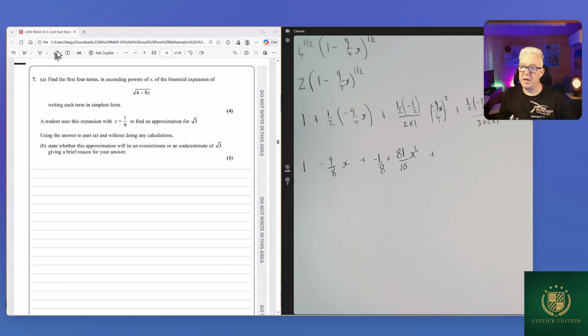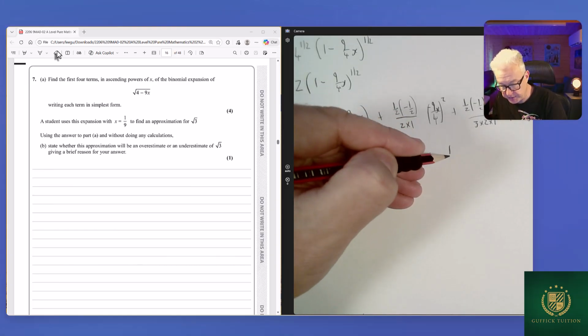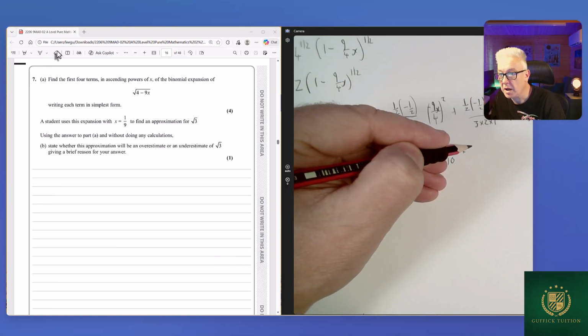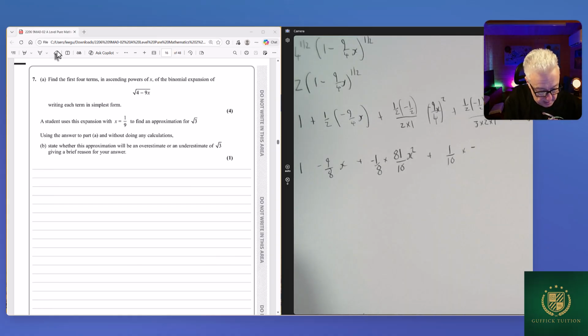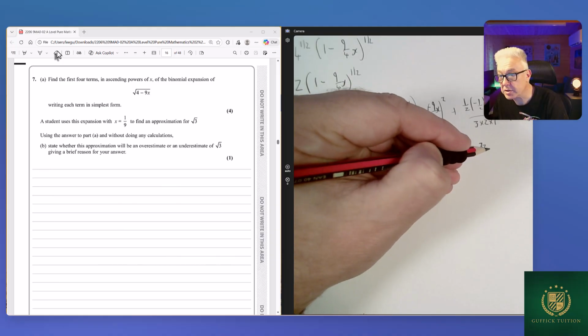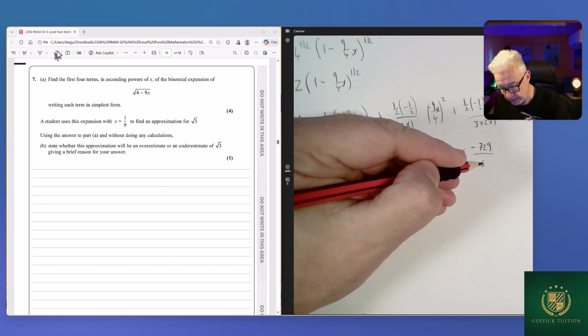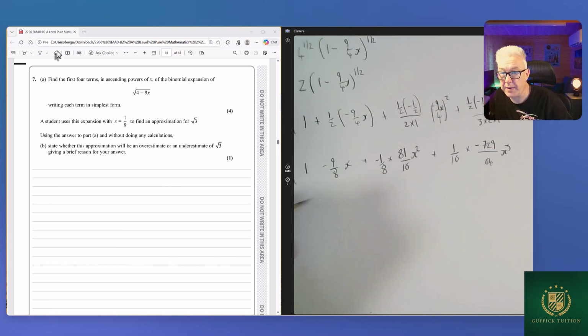And the next one is going to be 3 over 8. So that is going to be 3 over 8. Oops, turn on the calculator. 3 over 8 divided by 6 is going to be 1/16. So that is going to be positive 1/16 because it's a minus times a minus. And then it's going to be times minus, and that's going to be 9 to the power of 3 is 729. So minus 729 there over 4 to the power of 3, which is 64. And then x cubed. Okay, so we're getting there now.